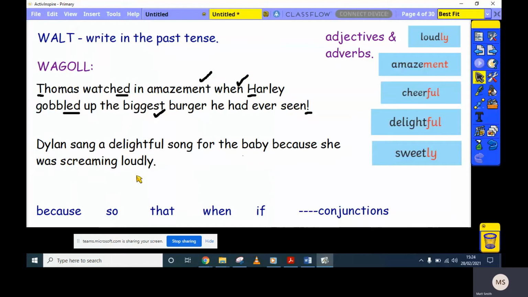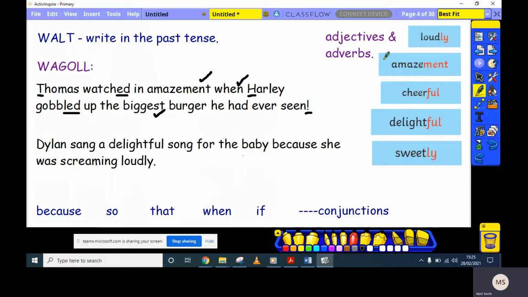Okay, so I've got my capital letter. Obviously, it's a proper noun. It's the name of someone. I've got my full stop. So my sentence structure is good. It's punctuated correctly. That's a good start. Let's see if it makes sense. Dylan sang a delightful song for the baby because she was screaming loudly. Yeah, it makes sense. So my punctuation and my structure is good. Now, let's see if I've managed to get a really, really super hot sentence by using these and these.